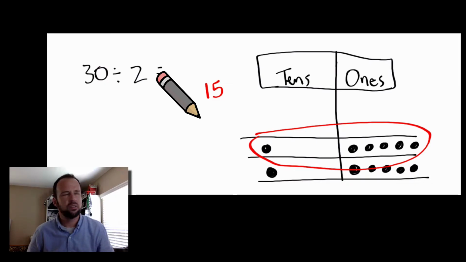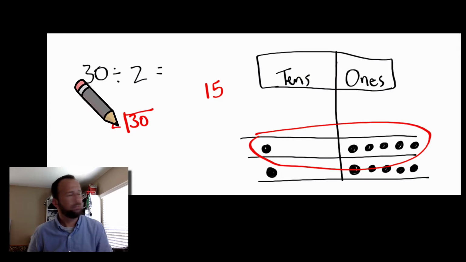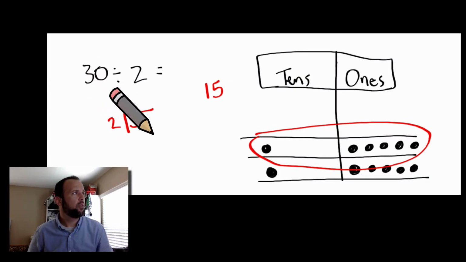We already kind of know that using some mental math. Again, though, if I wanted to prove this using our standard algorithm here, we could think of it this way as 3 tens. I could put 1 in each of those 2 groups, which gives me 2 tens, subtract.